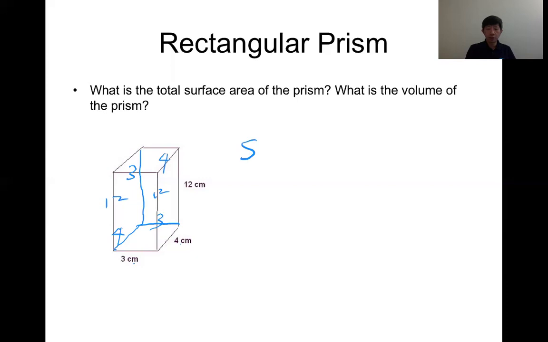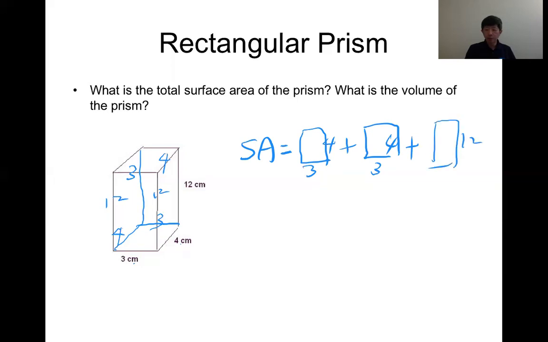Now surface area actually is, we have 3 by 4. How many of 3 by 4? 2 of them. Plus, we have 4 by 12. Did you see it? 4 by 12. How many of them? We have 2 of them.